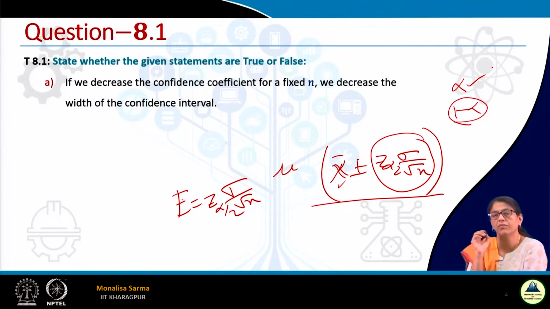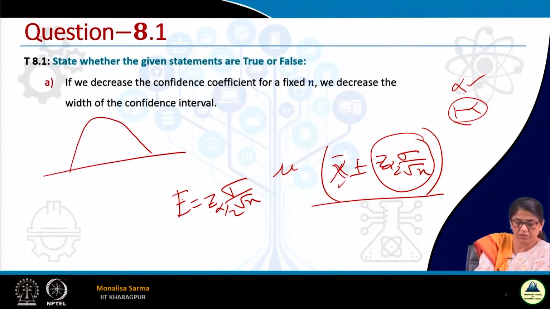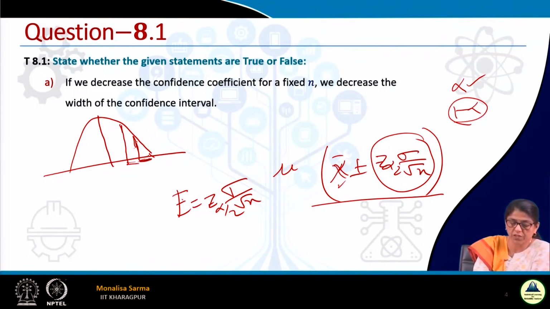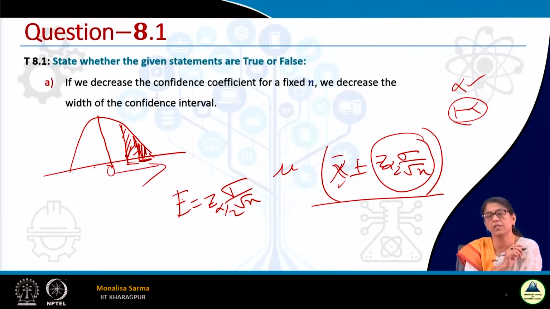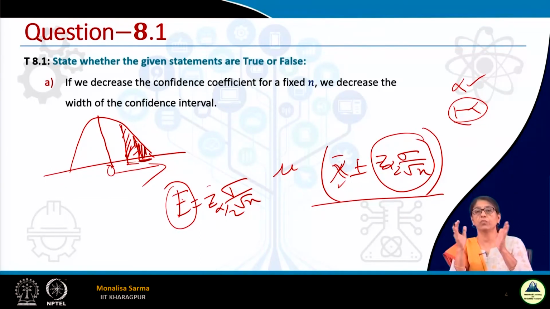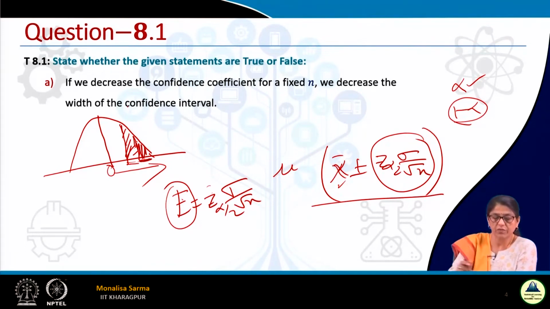Here, when I am increasing alpha, see the diagram from the table. Increasing alpha means I am increasing the critical region. Suppose my alpha was 0.1, now I am increasing it to 0.5. Before it was this portion, now I have added this portion as well. When I increase alpha, my Z value is decreasing, because it is measured from 0. So in this expression, when my Z value is decreasing, my E will be smaller. My error of estimation will be smaller, which means the width will become less. So we decrease the width of the confidence interval. That is true.